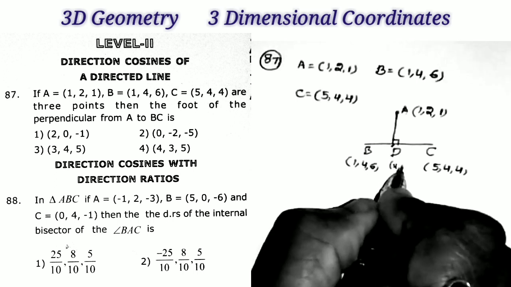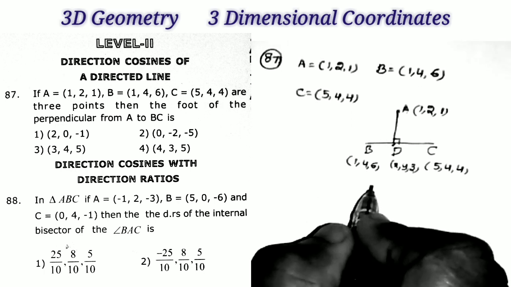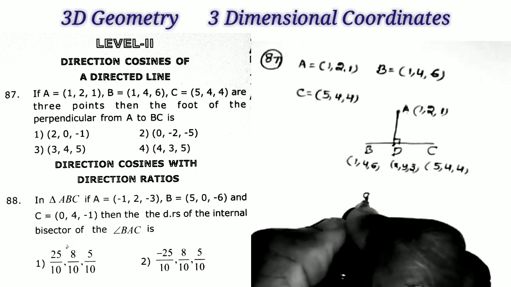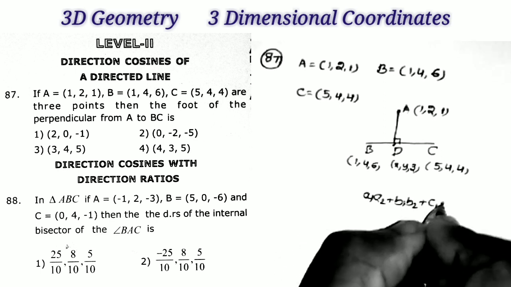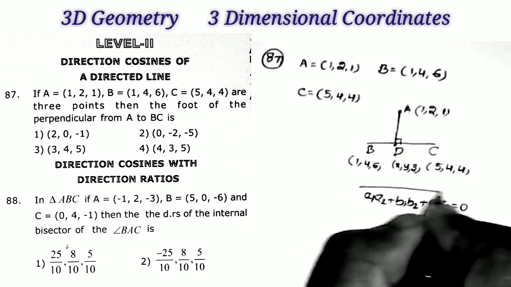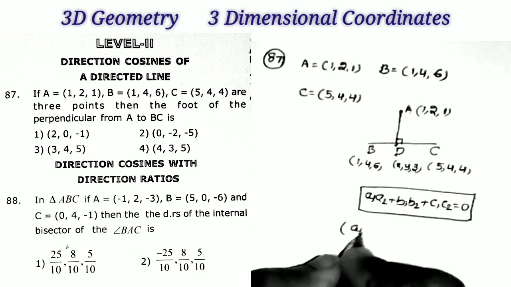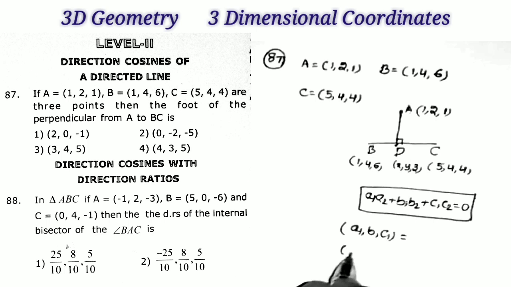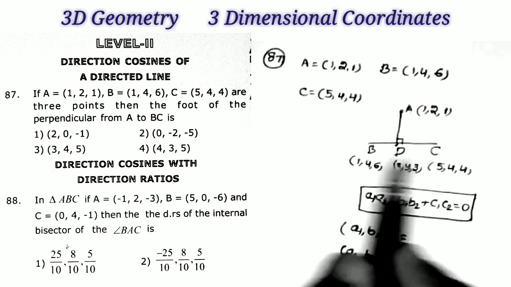So for that, first I take this point as (x, y, z). Already we know that in DCs and DRs, if the two lines are perpendicular to each other, then the condition is a1a2 plus b1b2 plus c1c2 is equal to 0. What are a1, b1, c1? They are the DRs of the first line, and a2, b2, c2 are the DRs of the second line. What are the lines here? AD and BC. So what are the DRs of BC first?